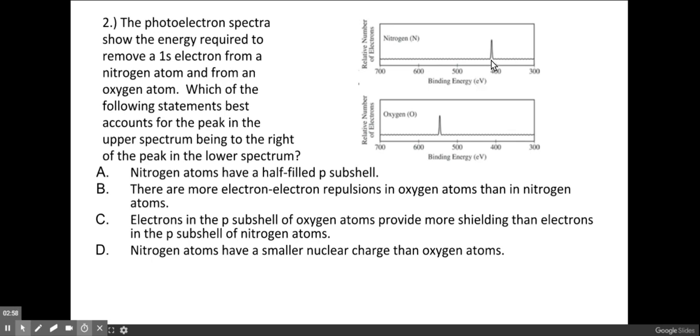And so they then say in the real question that they want you to state which of the statements accounts for the peak in the upper spectrum being to the right. Well, what does to the right mean? So you have to look at their binding energies, which is just another way of saying ionization energy, the amount of energy that's required to remove or break off that electron from the nucleus. And notice that nitrogen's electron, its binding energy is what? Less than oxygen's. Why would it be easier to remove a 1s electron from nitrogen than from oxygen? Well, let's take a look.